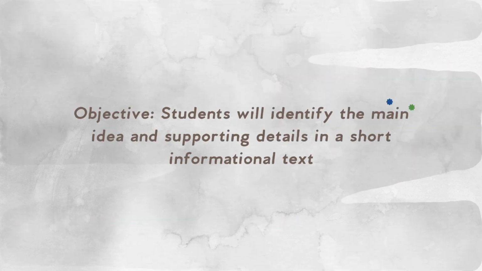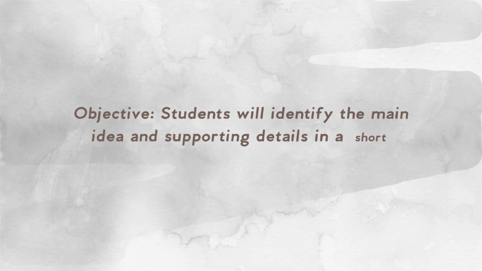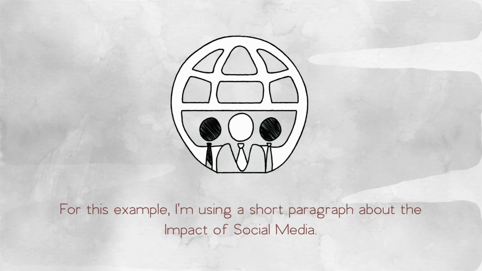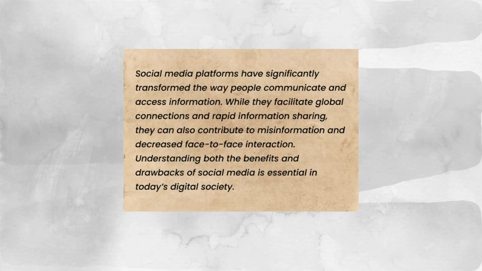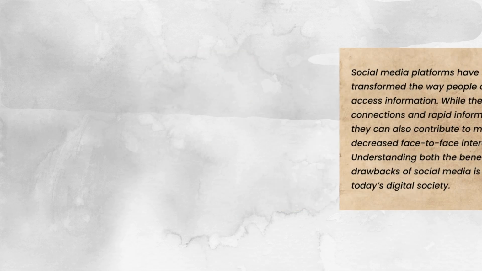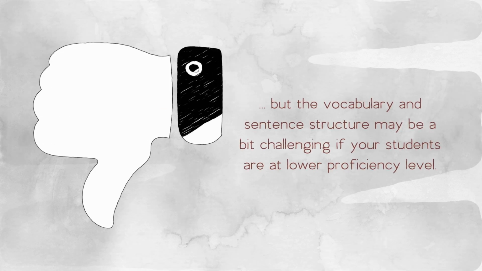Let's begin with a learning objective. Students will identify the main idea and supporting details in a short informational text. For this example, I'm using a short paragraph about the impact of social media. This is the kind of text you might find in an article. It has a great topic, clear main ideas, and supporting details. But the vocabulary and sentence structure may be a bit challenging if your students are at a lower proficiency level.